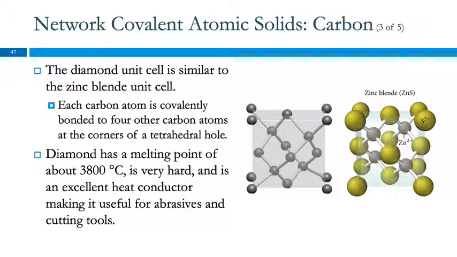The diamond unit cell is similar to this zinc blende unit cell that we looked at earlier. The difference here is that the atoms in the tetrahedral holes are also carbon. And so here we have carbon, and it's got tetrahedral single bonds to other carbon atoms. Those bonds are very strong. Diamonds have a very high melting point. It's also an excellent heat conductor, which makes it useful as an abrasive.